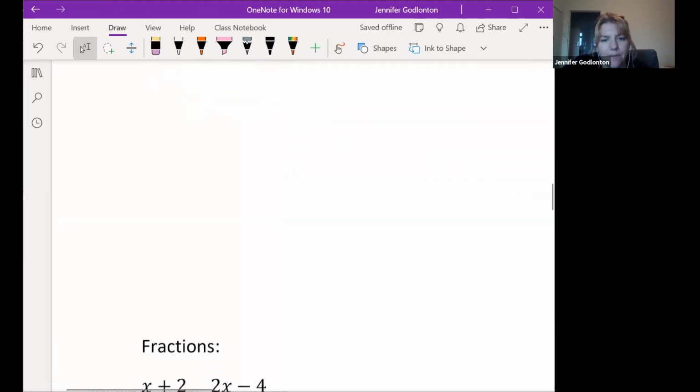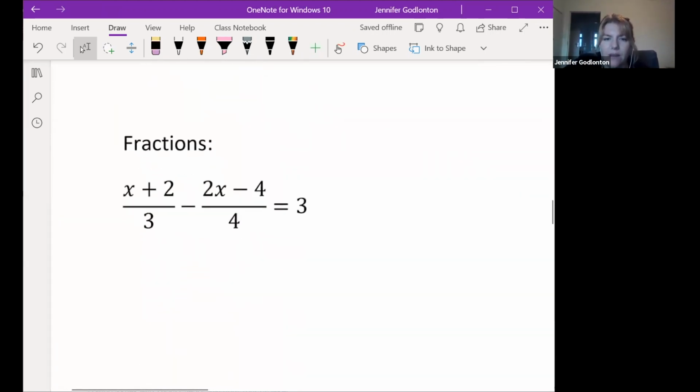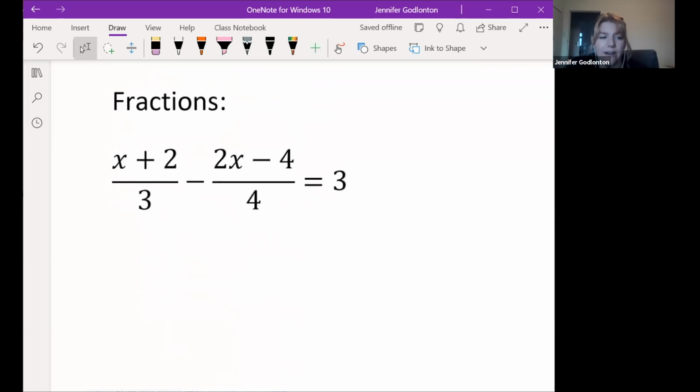All right. We'll come back to it if we have time. Okay, we're going to start with a nice easy fraction question. And then we're going to do one that's slightly more difficult.